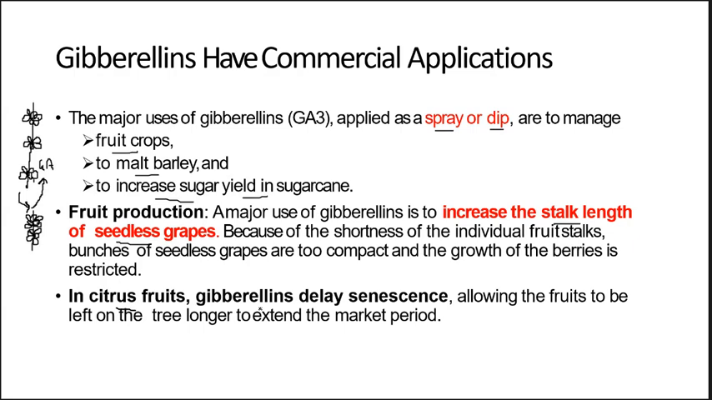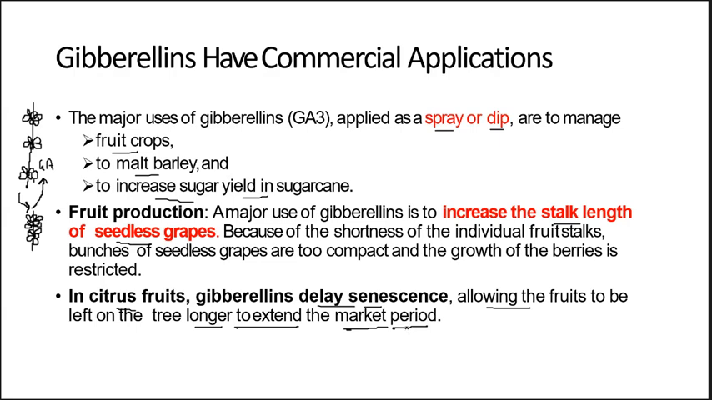Now in citrus fruits, gibberellin delays senescence. So what is the role of delaying senescence in citrus fruits? So that citrus fruits can be attached to the plant for a longer period. When they are allowed to be attached to the plant for a longer period, then their market period is extended.